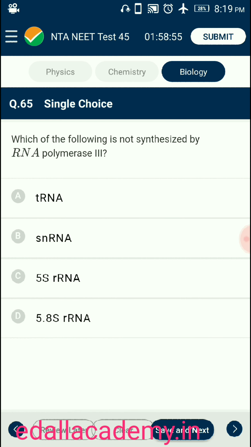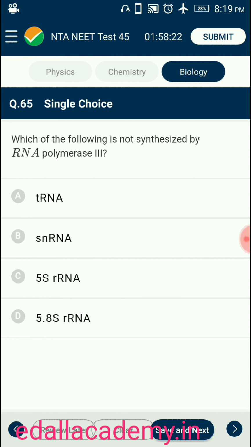Question number 65. Which of the following is not synthesized by RNA polymerase 3? In eukaryotes, 3 types of RNAs are synthesized by 3 different RNA polymerases. RNA polymerase 1 synthesizes ribosomal RNA. It is 28S, 18S and 5.8S. RNA polymerase 2 synthesizes the heterogeneous nuclear RNA, the precursor of mRNA.